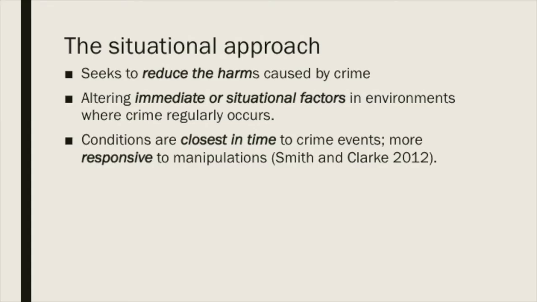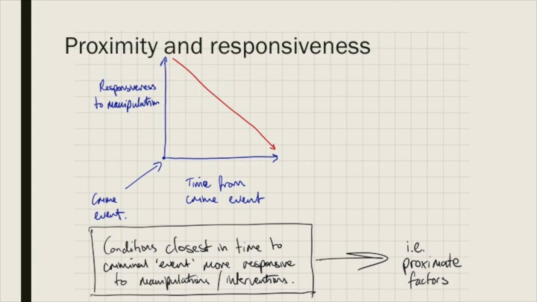Now, the overall situational approach seeks to reduce the harms caused by crime. And it does this by altering the immediate or situational factors in environments where crime regularly occurs. Going back to some of the terminology that we've used so far, the situational approach seeks to address the proximal factors. Now, those conditions or factors that are closest in time to particular incidents, particular events of crime, are understood to be more responsive to manipulations.